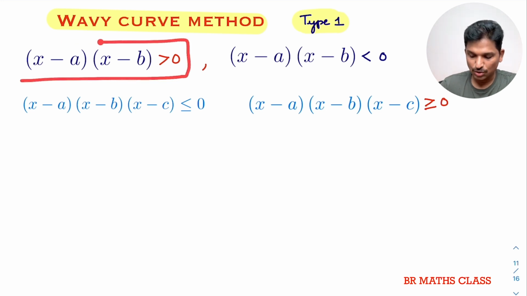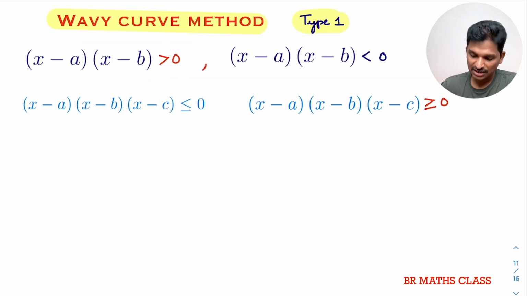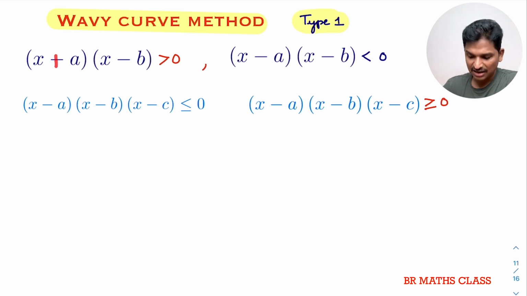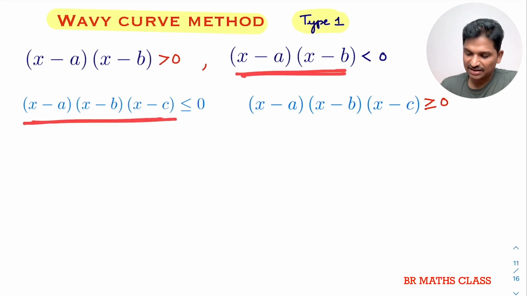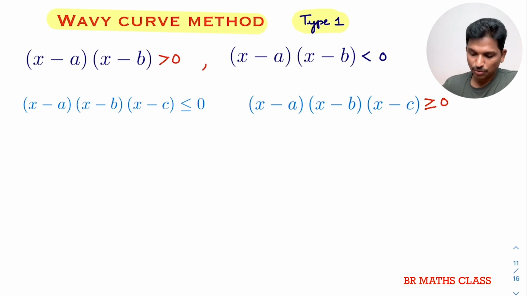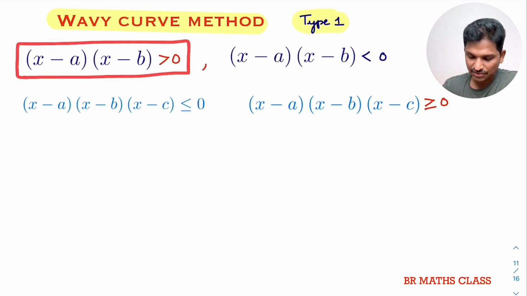First point, this is the inequality. Now it must contain linear factors. Look here, x minus a, x minus b. Plus is also okay. Suppose if plus is there here, x plus a into x minus b greater than 0, that is also okay. And the x coefficient must be 1. In case the x coefficient is not 1, we'll make it 1. That also will come one by one. Problems will come one after another, right? If the problem is like this, we need to solve this inequality. That means what are the x values satisfying this inequality? How to solve this? By the wavy curve method, that we are going to learn.